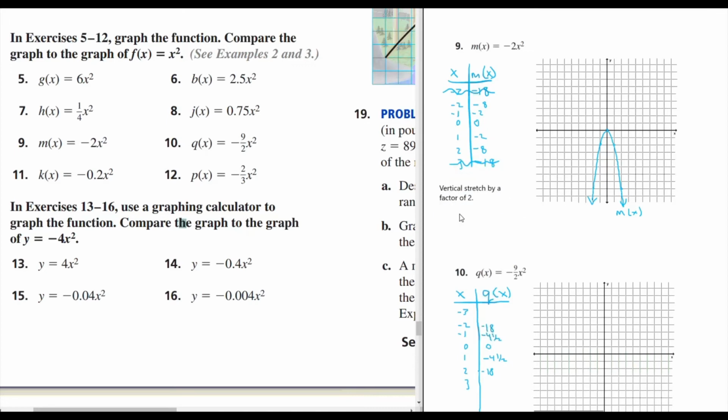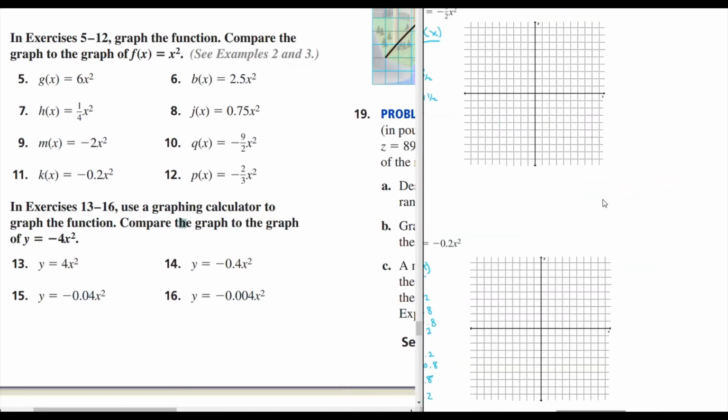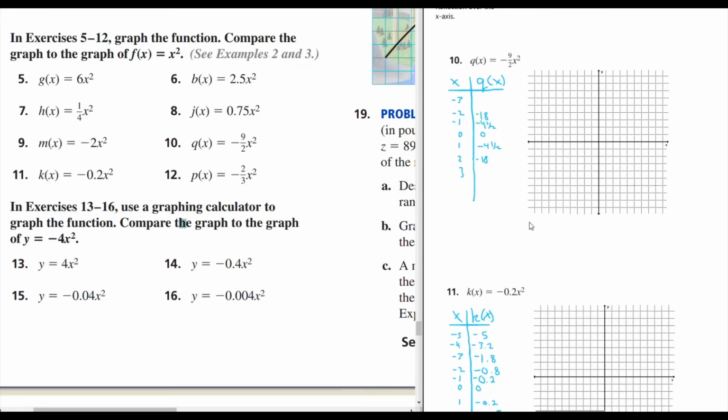The other one, as I mentioned, is a reflection, because of that negative a value, instead of opening up, it now opens down, so it reflected over this x-axis. So a reflection over the x-axis. Remember, you do always have to say which line you're reflecting over, so you have to include that you're reflecting over the x-axis. All right, moving on to number 10. I'm actually going to go ahead and graph all of these real quick.